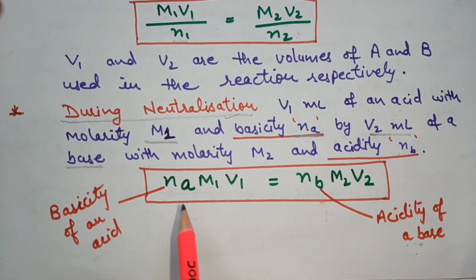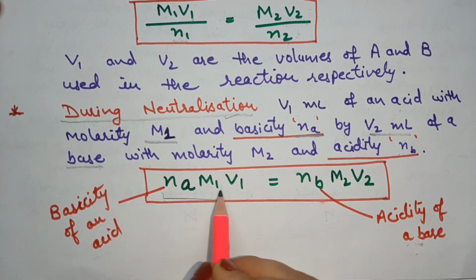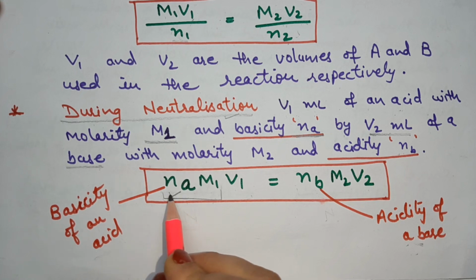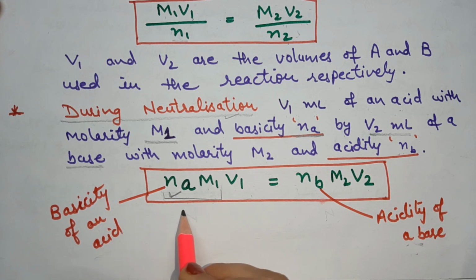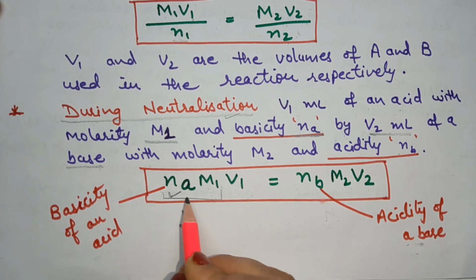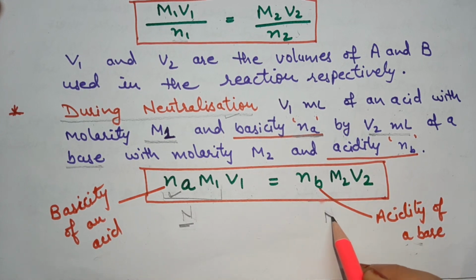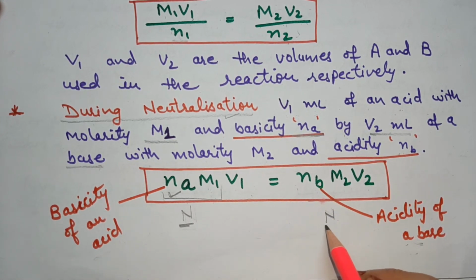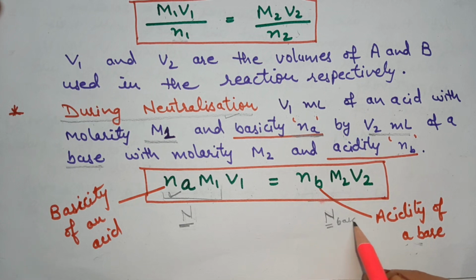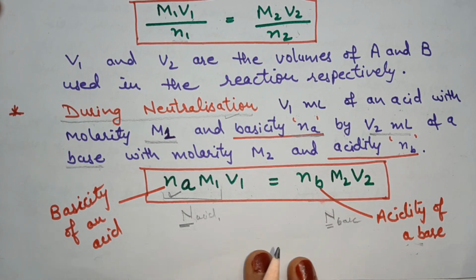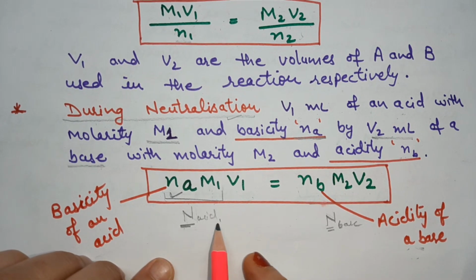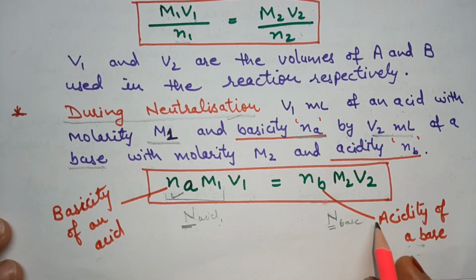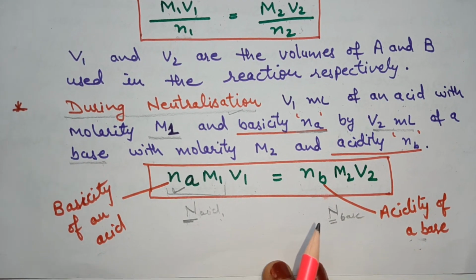In the previous video we discussed how normality is related to molarity: if the n factor is multiplied with molarity, that becomes normality. It means normality is equal to n into molarity. Here, Nb into M2 becomes the normality for the base, and Na into M1 is the normality for the acid. So this is the molarity equation or normality equation. If we say N1 V1 becomes equal to N2 V2, in this manner also we can apply it.